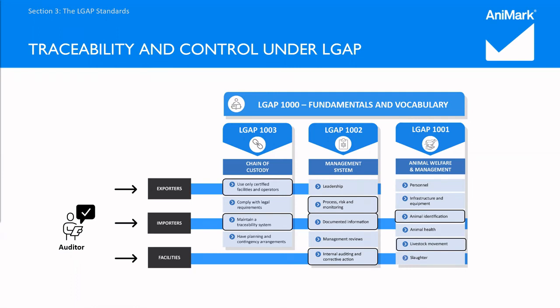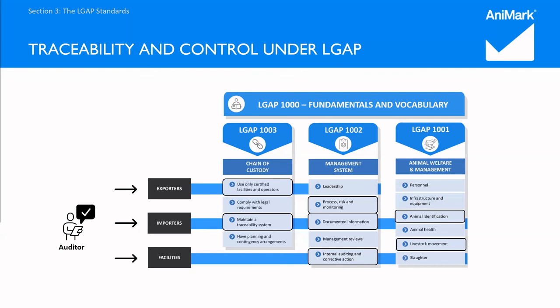In addition, downstream operators and facilities must adhere to the animal welfare and management standards, which includes arrangements for transport, management, and slaughter. And operators and facilities must adhere to the management system standard, which requires documented information to demonstrate how they conform with requirements under LGAP. Declarations are not utilised under LGAP as all parties are audited against the standards, which results in demonstration of conformity by evidence rather than an arbitrary signing of a declaration.